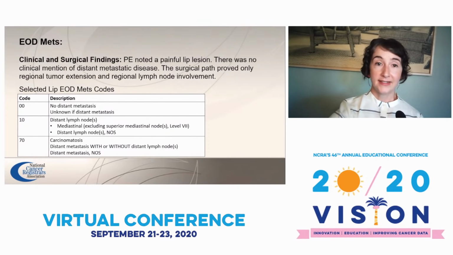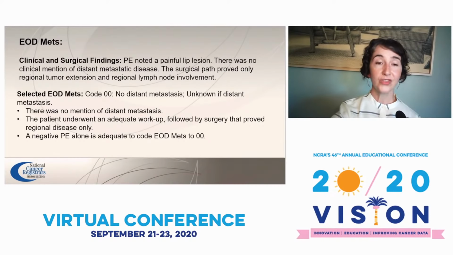For EOD METS, we have clinical and surgical findings to consider. The physical exam noted a painful lip lesion, but there was no clinical mention of distant metastatic disease. The surgical path proved regional tumor extension and regional lymph node involvement. So the selected EOD METS code is 00. There was no mention of distant metastasis. The patient underwent an adequate workup followed by surgery that proved a regional tumor only. A negative physical exam alone is adequate to code EOD METS to 00.